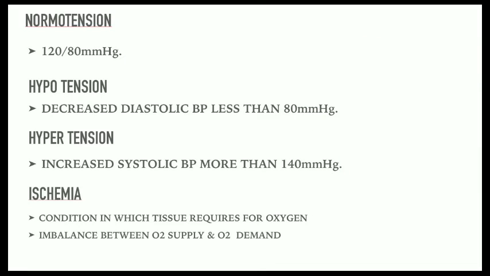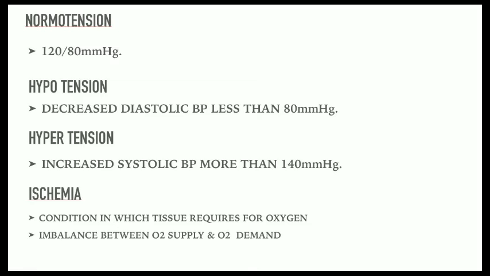The next sequence of terms that we are going to deal with are normotension, hypotension and hypertension. These come together, or they are words or terminology that have close linkages. Normotension is also known as normal blood pressure. Normal blood pressure has a value of 120 by 80 mm of Hg. Actually, blood pressure is the lateral force exerted by the moving blood on the walls of the blood vessel. This pressure is known as blood pressure.